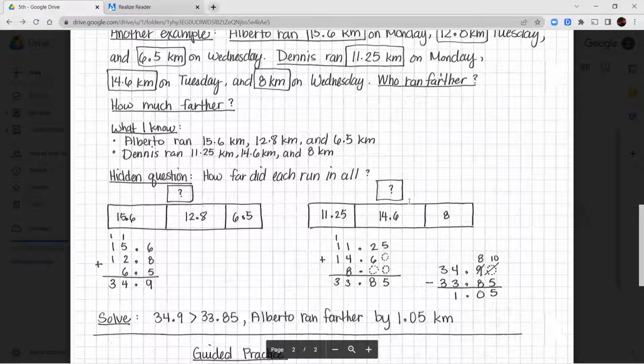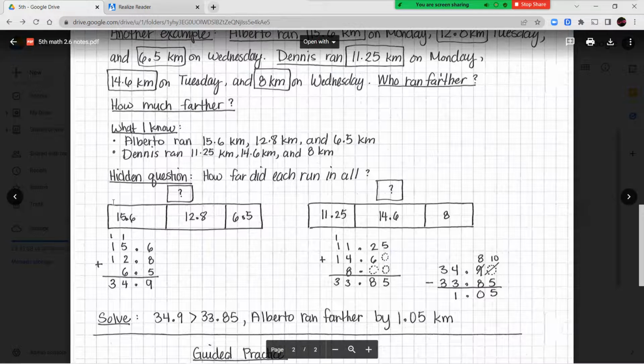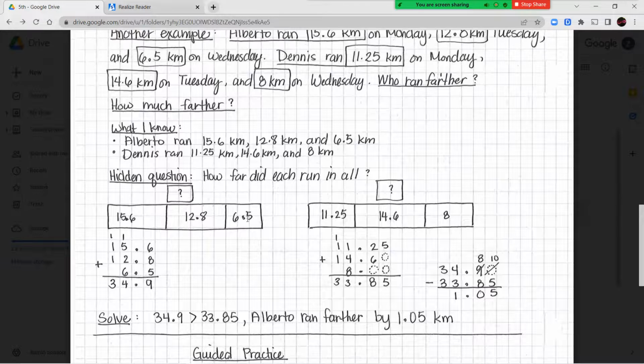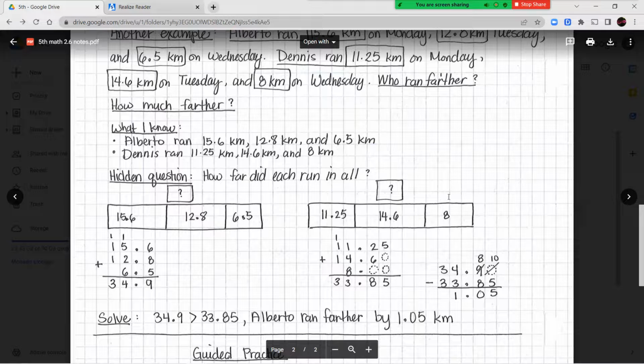So first I need to figure out what I know. I know that Alberto ran 15.6, 12.8, and 6.5 kilometers. Dennis ran 11.25, 14.6, and 8 kilometers. Now my hidden question is how far did each of them run in all? So I created 2 bar diagrams. Alberto is on the left. I filled in his distances, 15.6, 12.8, and 6.5. I did the same thing for Dennis on the right side.